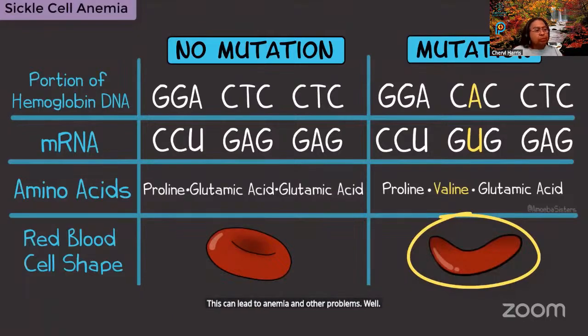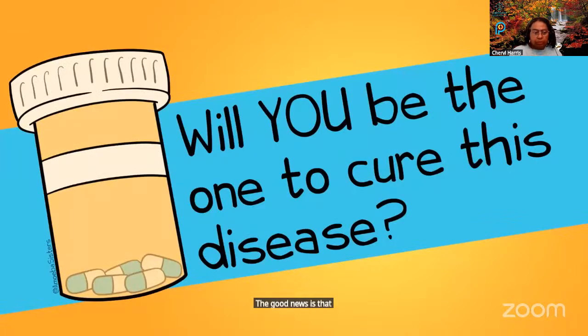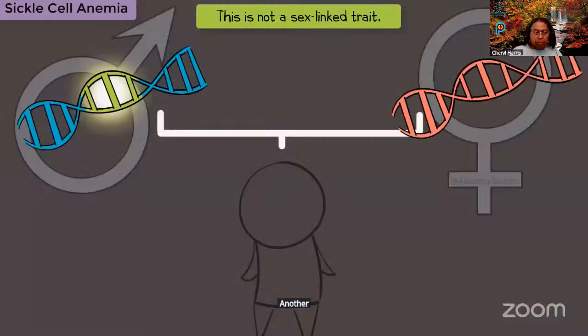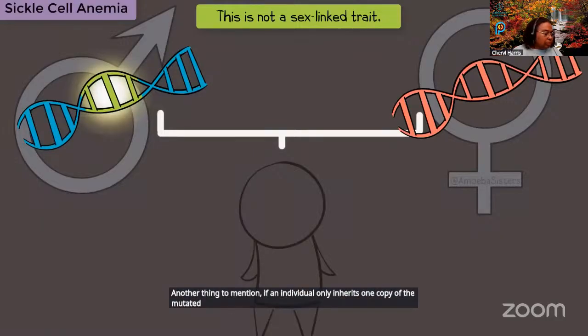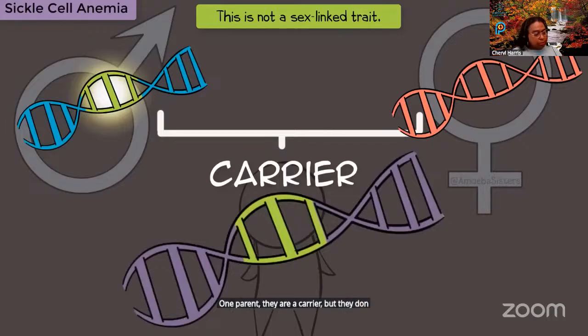While unfortunately there is not a cure for this disorder yet, the good news is that treatment for this disorder has greatly improved. Another thing to mention, if an individual only inherits 1 copy of the mutated gene from one parent, they are a carrier, but they don't officially have the disease.